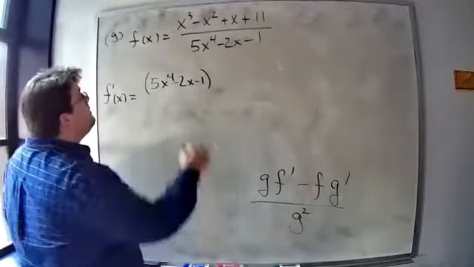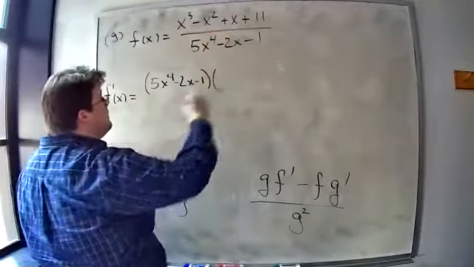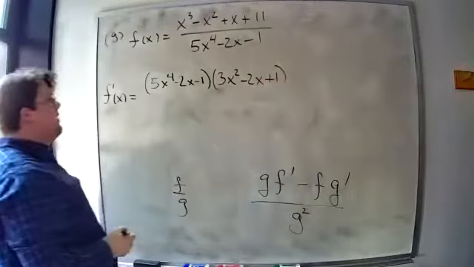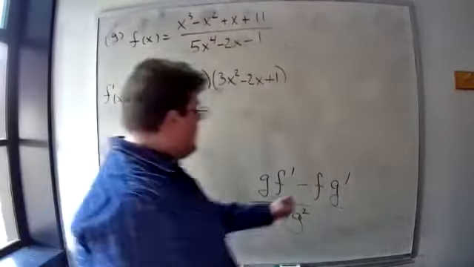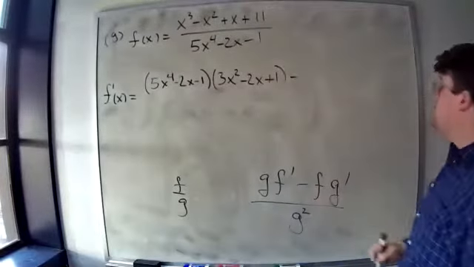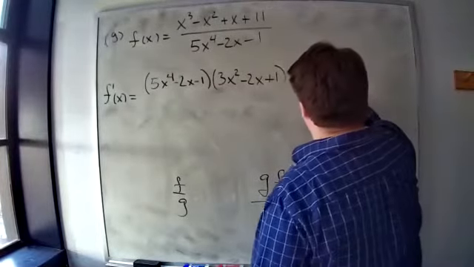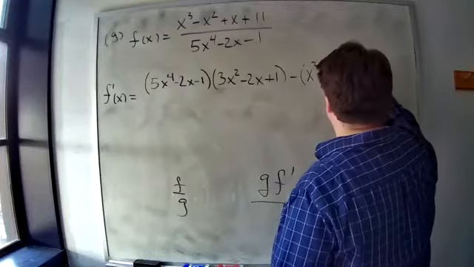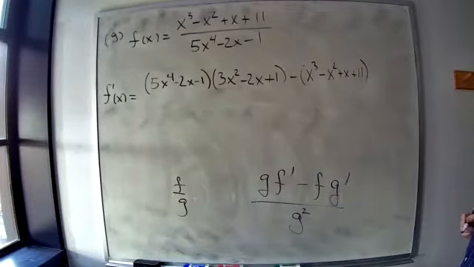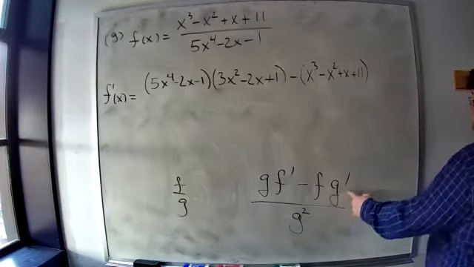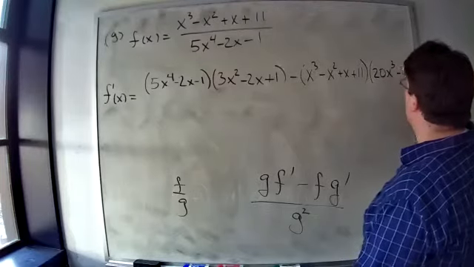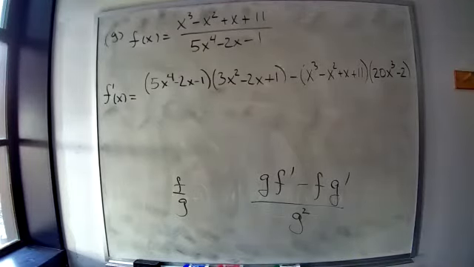Derivative of the top. Well, some power rules. 3x squared minus 2x plus 1 plus 0. Okay. Minus top. X cubed minus x squared plus x plus 11. Subtract all of the top, not just part of it. And also multiply all of the top by derivative of the bottom. 20x cubed minus 2.